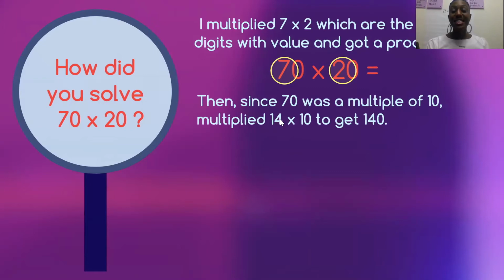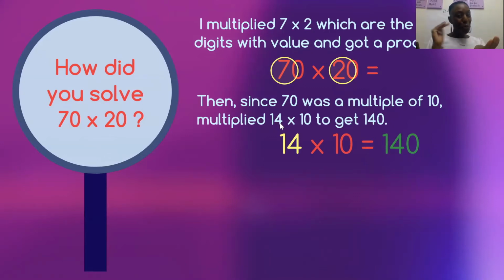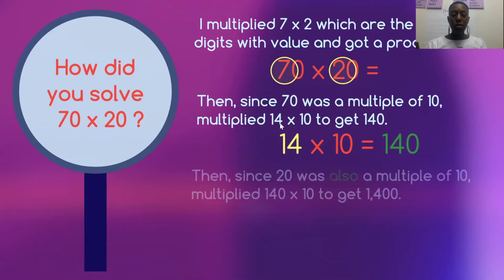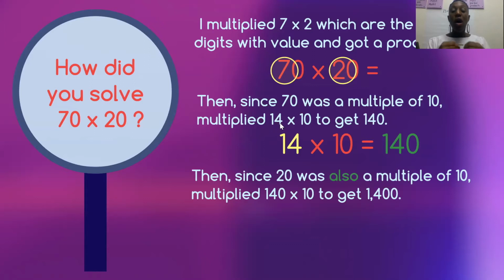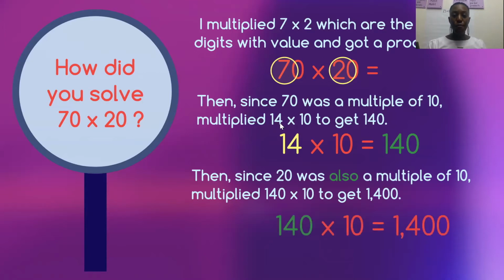So then, since 70, which was my first factor, was a multiple of 10, I multiplied 14 times 10 to get 140. But wait, but wait, but wait. The second factor is also a multiple of 10. So look at what I had to do next. Then, since 20 was also a multiple of 10, I had to multiply 140 now times 10 to get 1,400.